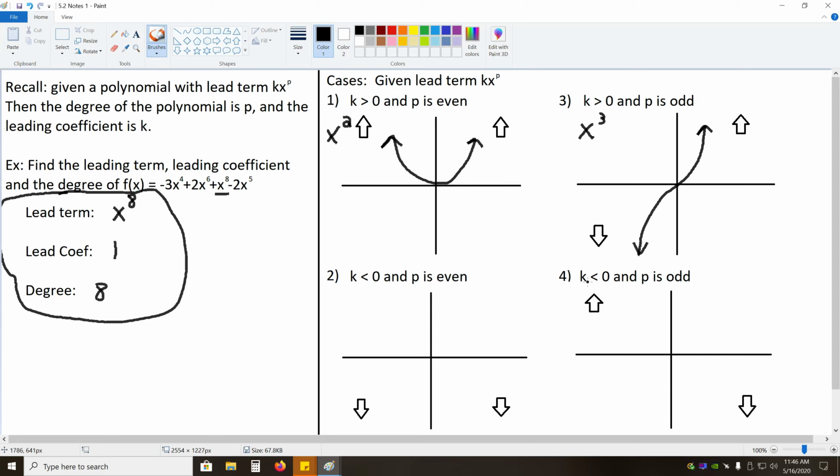So k being less than 0 in our fourth case and p being odd means a vertical reflection. We're going to take this graph and flip it over the x-axis. It's going to start in the top left and work to the bottom right. So it will always start in the top left and end in the bottom right when p is odd and k is negative. And again, these are just basic reference examples. We have no idea how many hills or valleys or where they are in this problem.